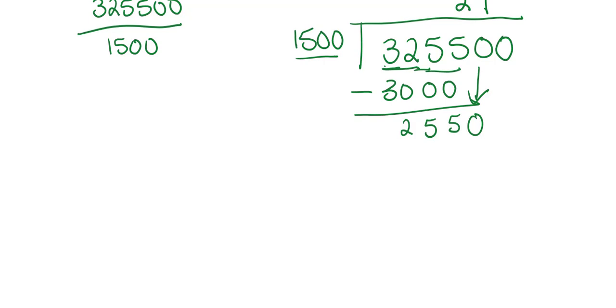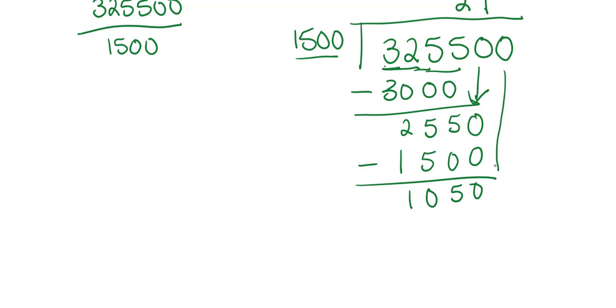So 1,500 times 1 is 1,500. We subtract 0, 5, 0, and we get 1. And then our last step is to bring down that 0. So now we have 10,500. So we're asking how many times it can go into that. So let's go ahead and do this on the side. So let's go ahead and put 7.